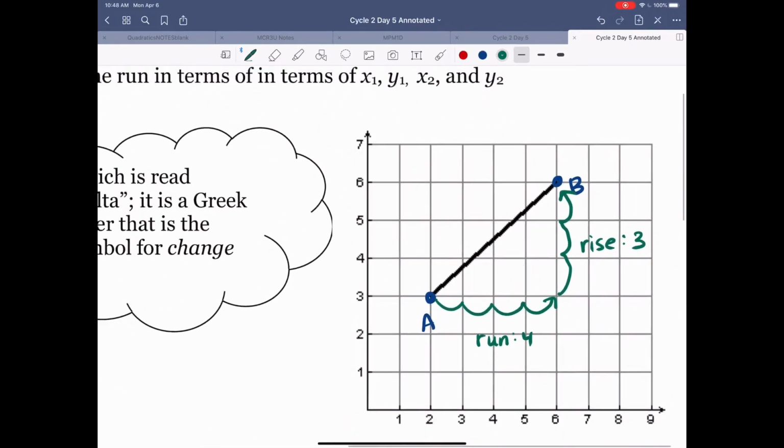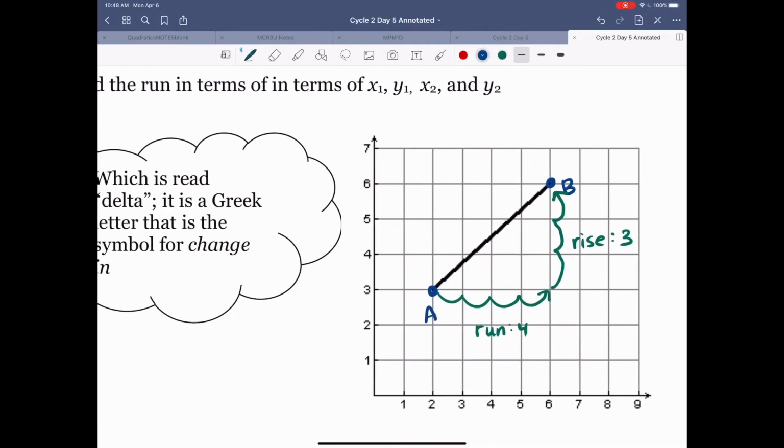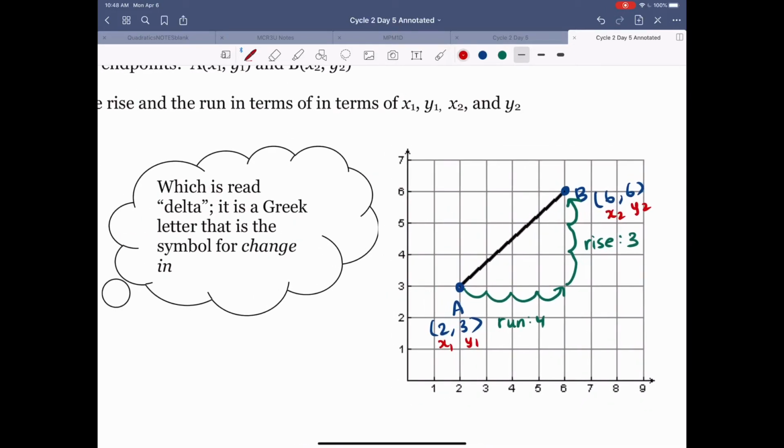All right, so for point A, I have the coordinate 2, 3 and for point B, coordinate 6, 6. And I usually label it right underneath as x1, y1 or x2, y2. Why did I say point A to be x1, y1? Well, I wrote A first, so that's the only reason, and we'll explore that a little later on: which one do we say is point 1 versus point 2, and does it matter? Well, what do you think?